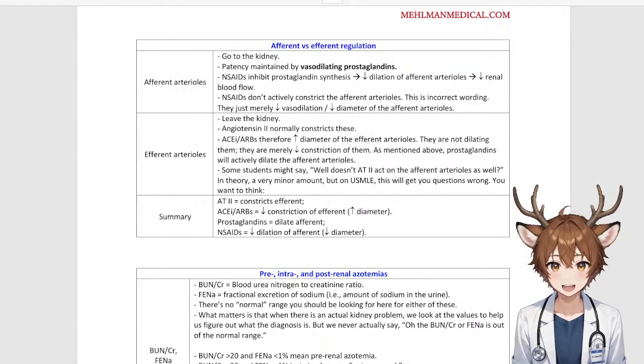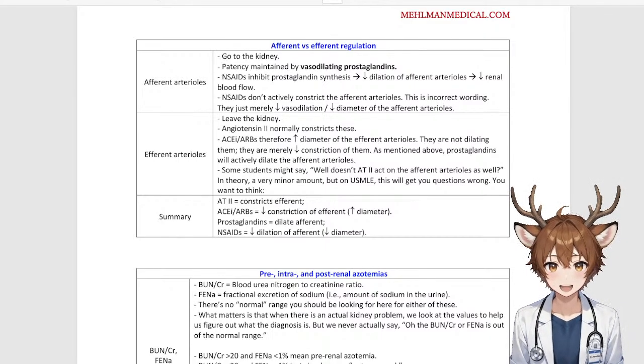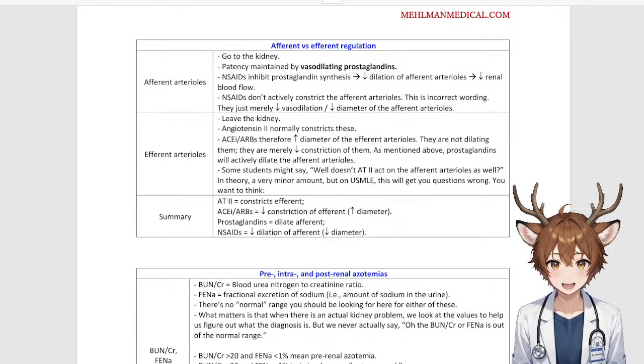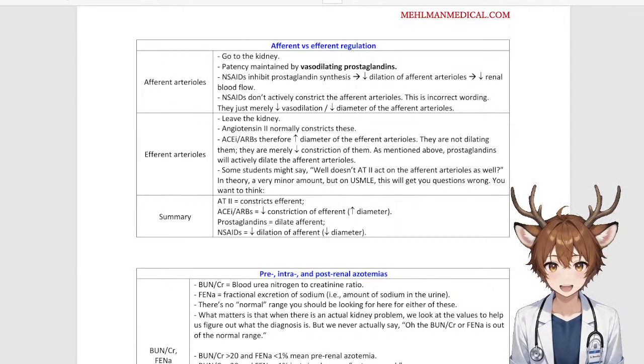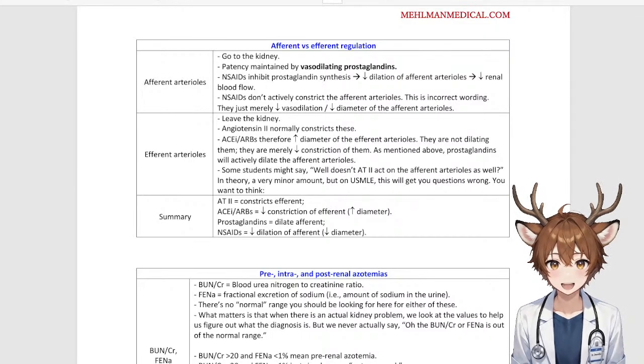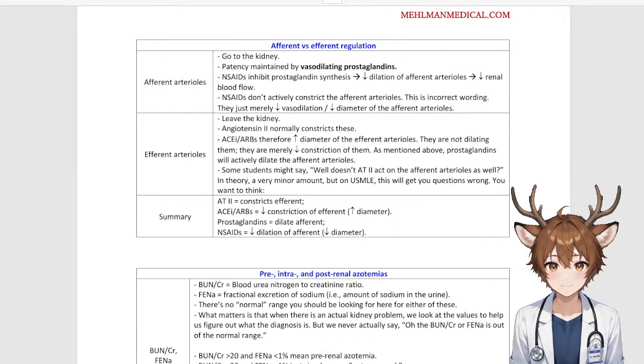You're being pedantic a little bit here, okay? And this is a criticism. This is my critique right now. Anyway, angiotensin II constricts efferent. ACE inhibitors and ARBs functionally dilate the efferent by increasing the diameter.